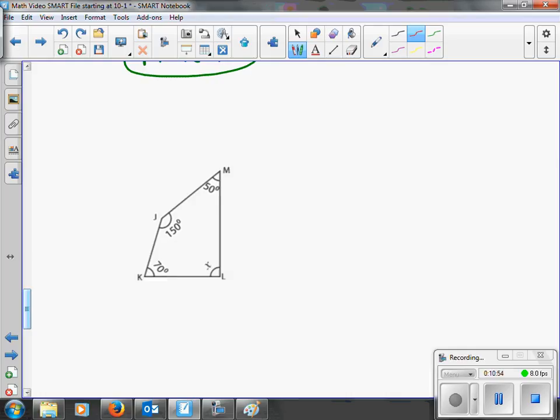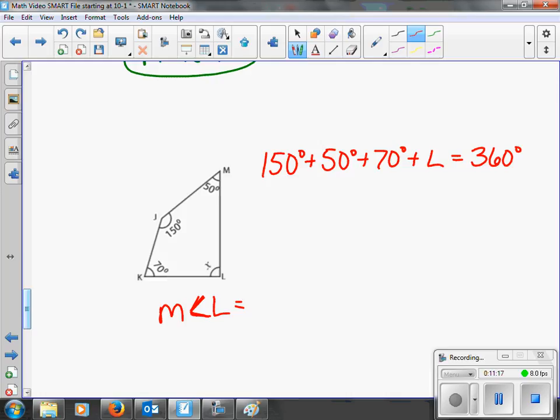Okay, let's try another one. Again, everything just has to add up to 360 degrees. So we have 150 plus 50 degrees plus 70 degrees plus, in this case, L, because we're looking for the measurement of angle L. Look at that, angle L. And it has to equal 360 degrees. So 150 plus 50 is 200, so we're looking at 270 degrees plus L equals 360 degrees.